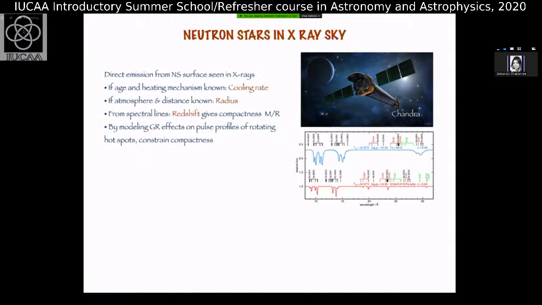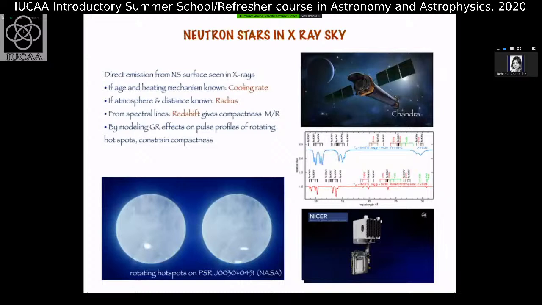Basically the redshift is the fractional difference between the wavelength seen by the observer and the emitted wavelength. This redshift depends on the compactness of the star, because the redshift depends on the space-time, and the compactness of the star tells you about the surface gravity of the star. So the redshift gives us information about the ratio of the mass to the radius.